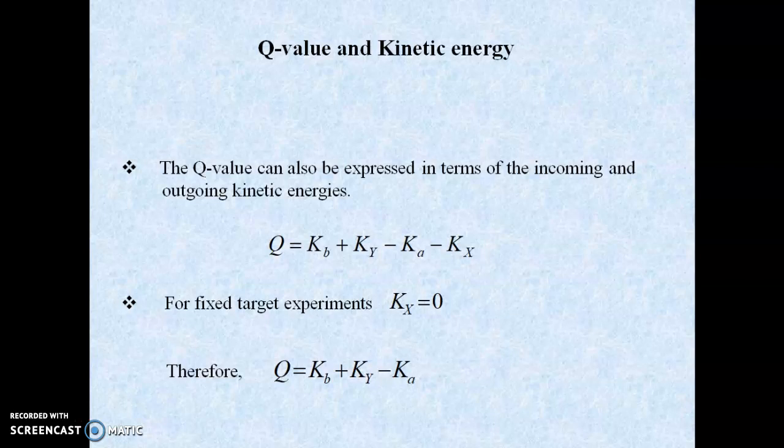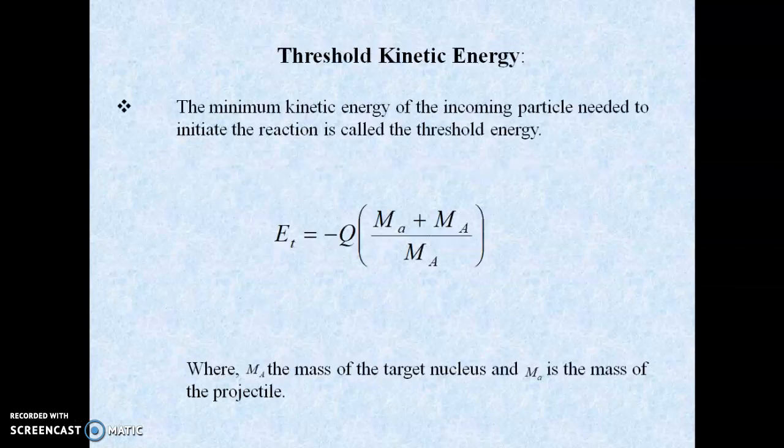So after knowing the Q value, we can calculate the threshold energy of the nuclear reaction. What is the threshold energy? The minimum kinetic energy of the incoming particle needed to initiate the reaction is called the threshold energy. The threshold energy should always be greater than the Q value, because a fraction of the energy of the bombarding particle must be used to impart momentum to the whole system during the nuclear reaction.